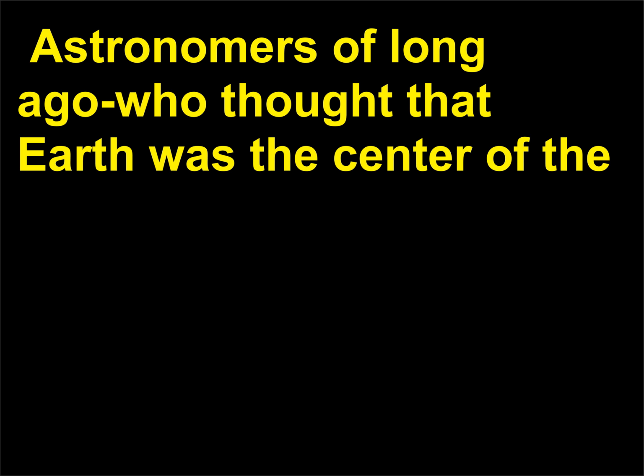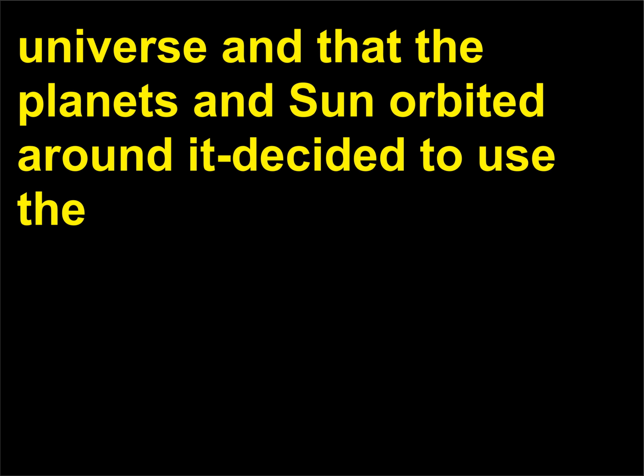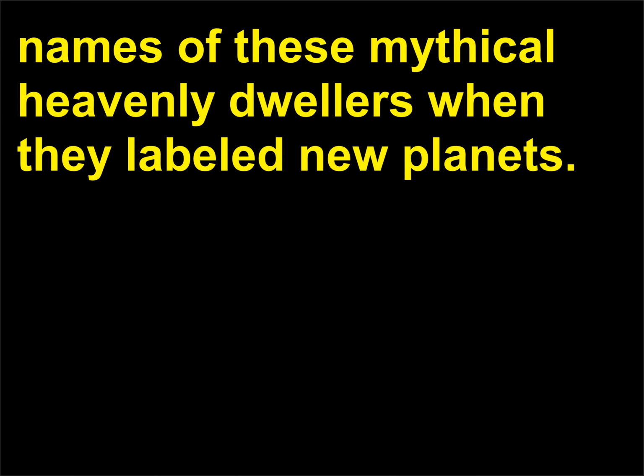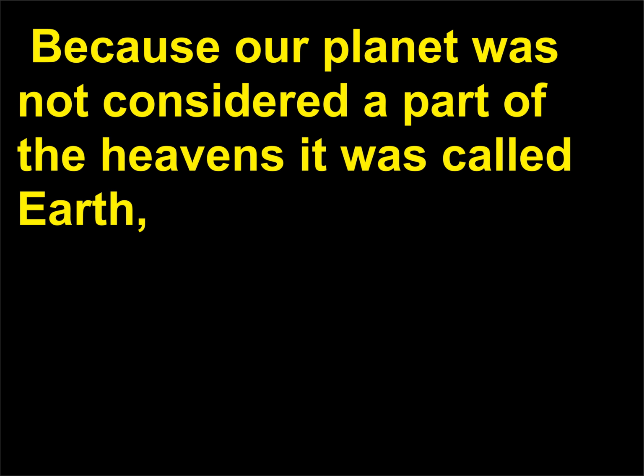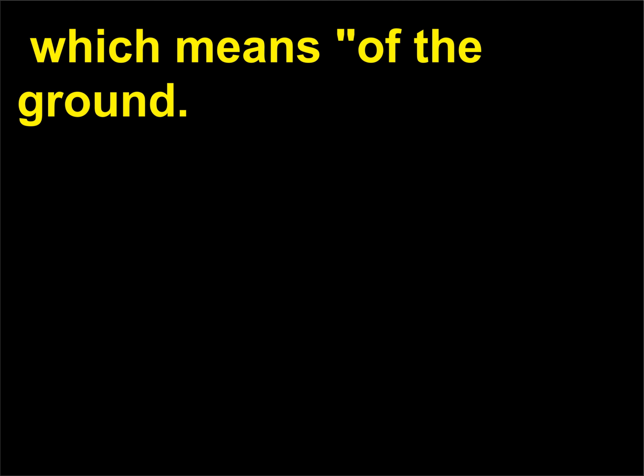Astronomers of long ago who thought that Earth was the center of the universe and that the planets and sun orbited around it decided to use the names of these mythical heavenly dwellers when they labeled new planets. Because our planet was not considered a part of the heavens, it was called Earth, which means of the ground.